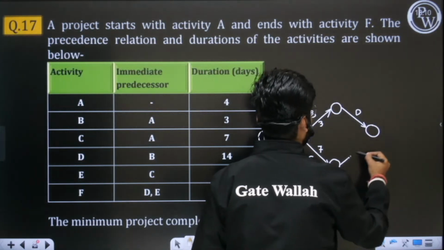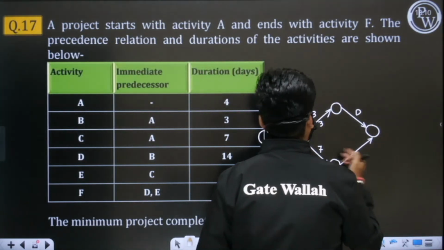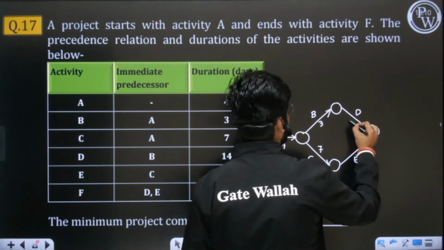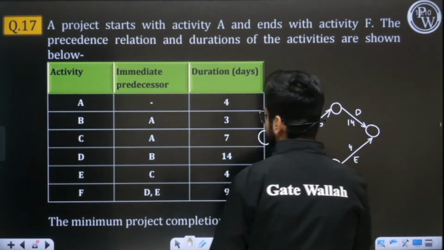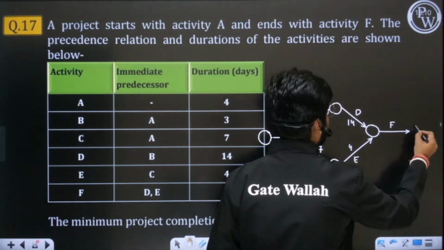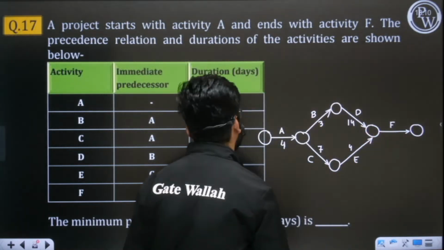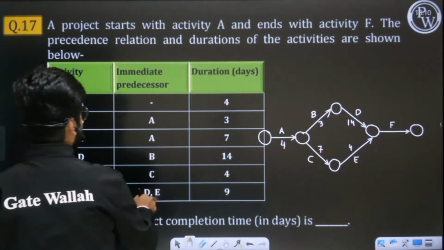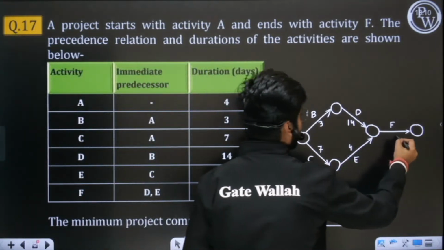And before C, E is there. Before C is there. They are taking 14 days and 4 days. And before F, D and E are there. And it is taking 9 days.